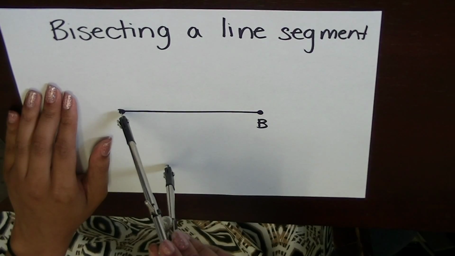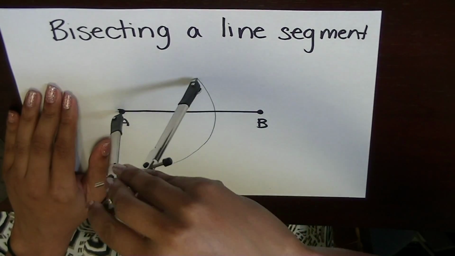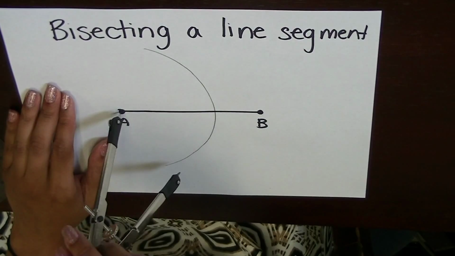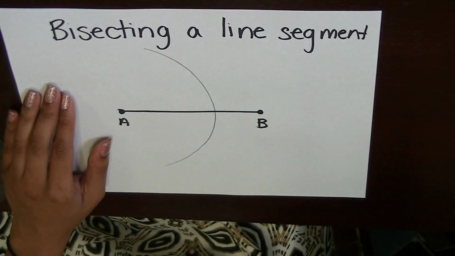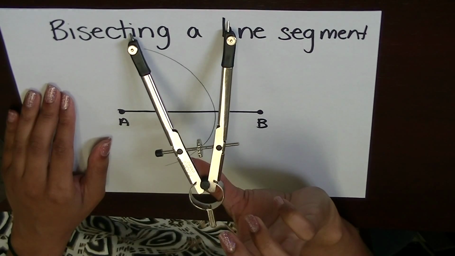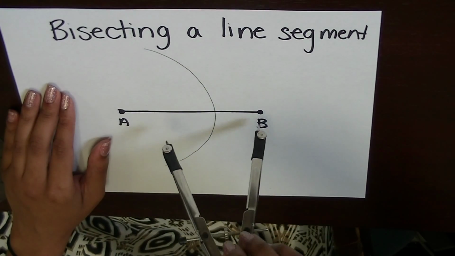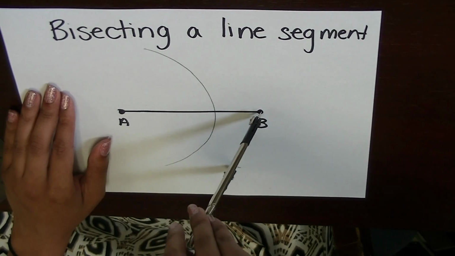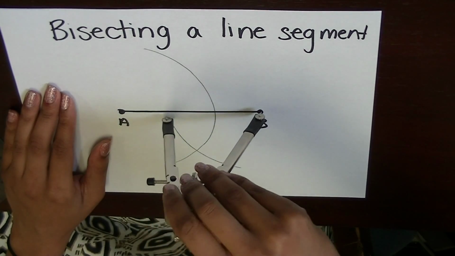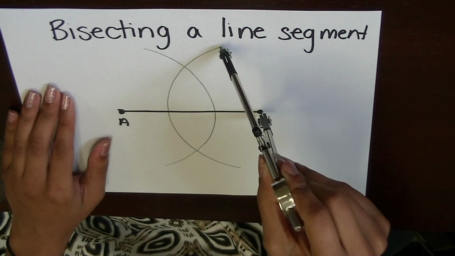Now, you're going to take it and draw your arc. Make sure that you go below and above. You pick it up, it's important that you do not change the width setting of your compass. You place your pointy end on the other end point, and you make an arc. Make sure you intersect both the top and the bottom.